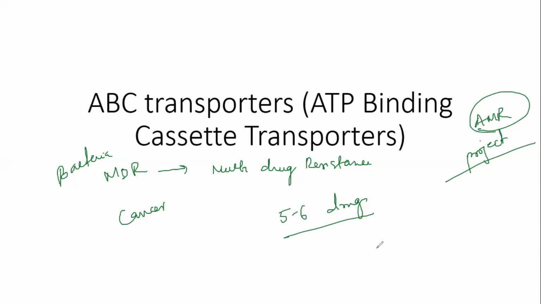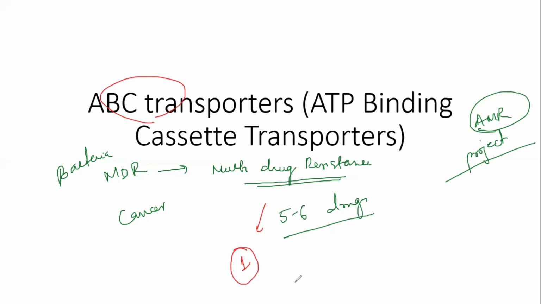There are two ways by which a bacteria can overcome the action of the drugs. In both cases it will be known as multi-drug resistance. We'll come to all of this eventually. I'm just giving you the gist of the story, how the bacteria are achieving this multi-drug resistance. So the first one is the ABC transporter.